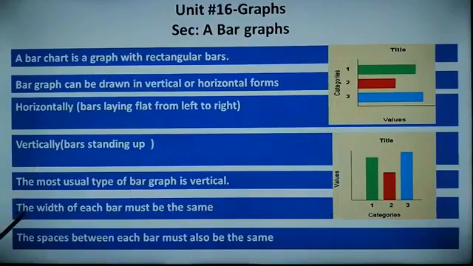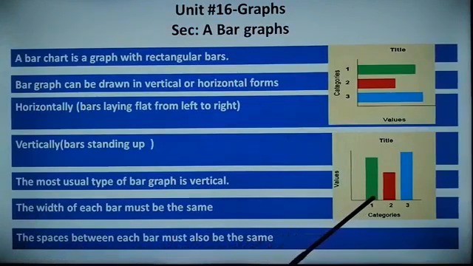And the point, the width of each bar must be the same. The width means the size of this bar. Okay, this is a width. Each bar's width should be the same and the spaces between each bar must also be the same.